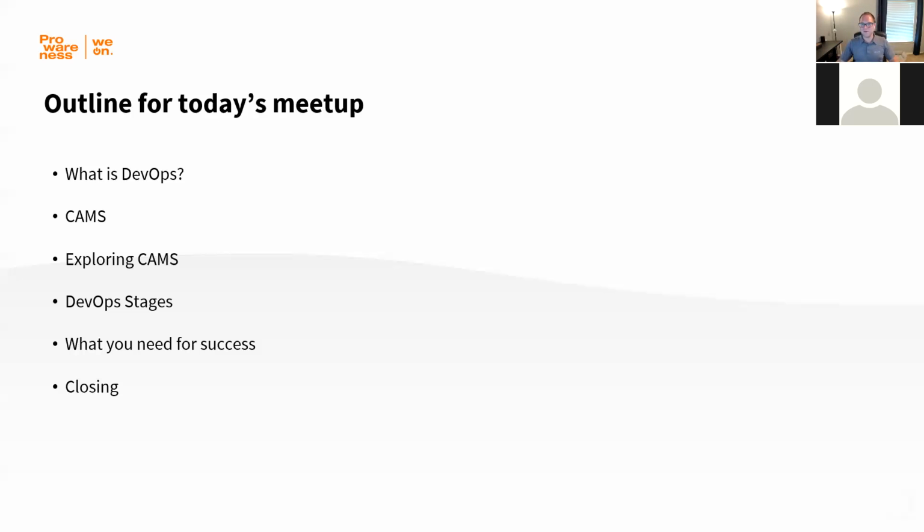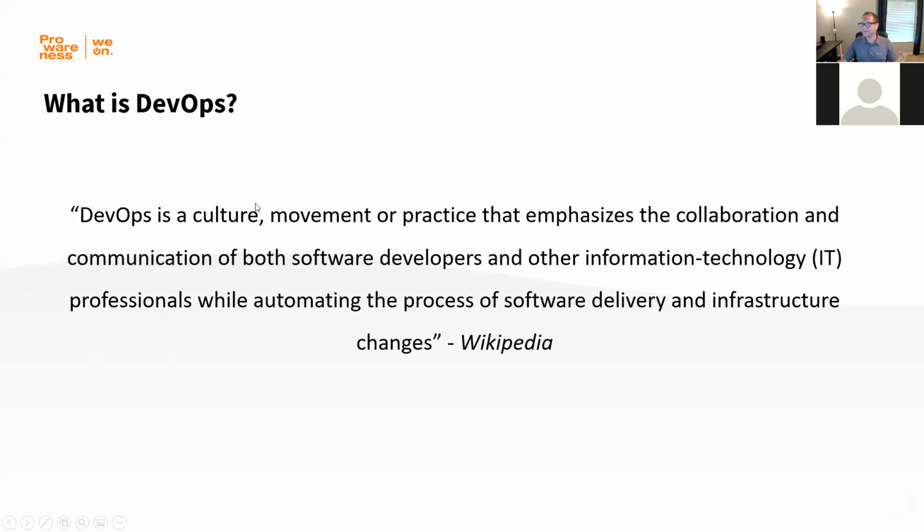All right, so let's get started. What is DevOps? I picked a definition from the internet, from Wikipedia a couple of years ago. It's different now, but I like this one better. DevOps is a culture, movement, or practice that emphasizes the collaboration and communication of both software developers and other IT professionals while automating the process of software delivery and infrastructure changes. That's a lot of words, but the key parts from this one are both software developers and other IT professionals.